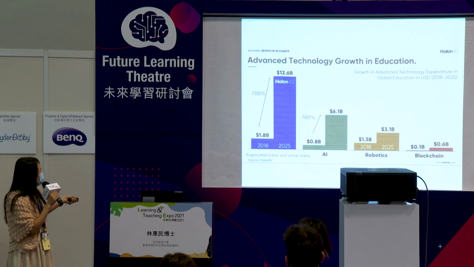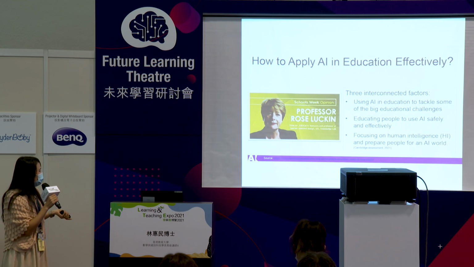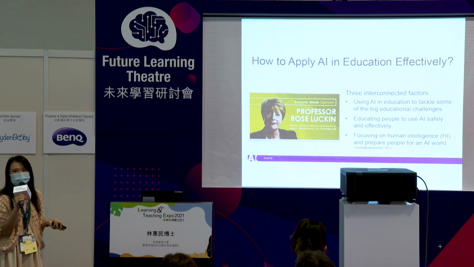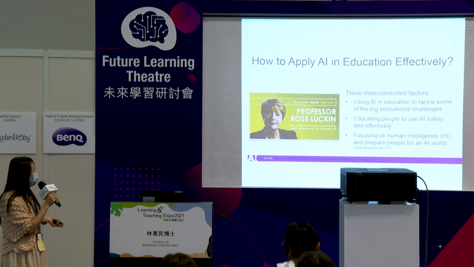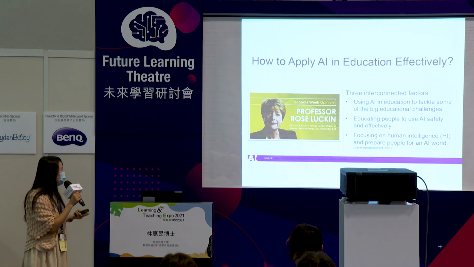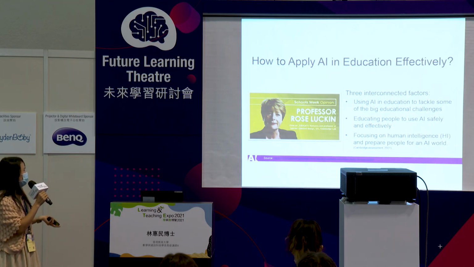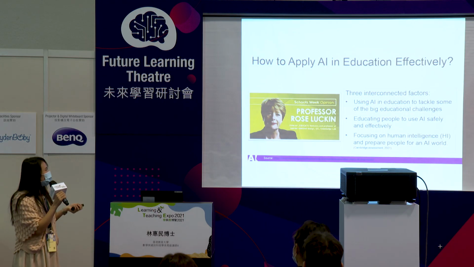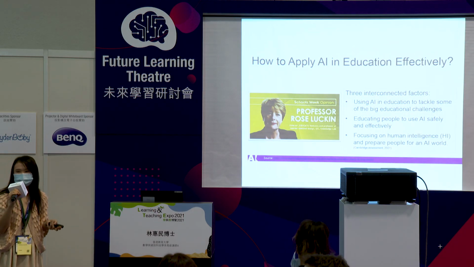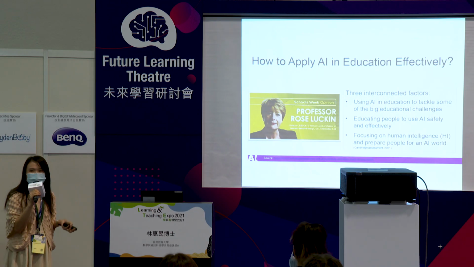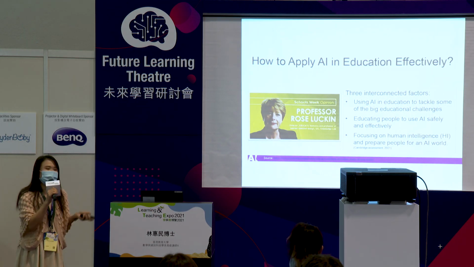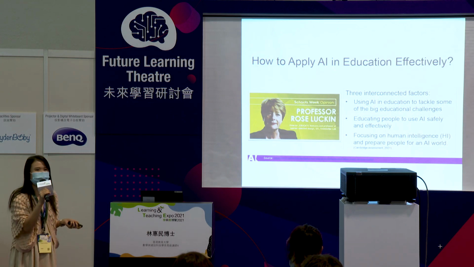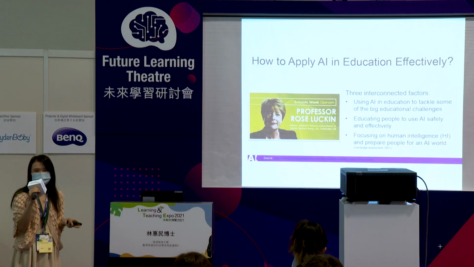So now we have a different seminar organized previously. Last year in an AI conference, we invited Professor Rose Luckin to tell us more about the challenges on applying AI. So I would like to tell you a new term called HI. What is that? Human intelligence. So AI is really powerful, but most importantly is how you use it.